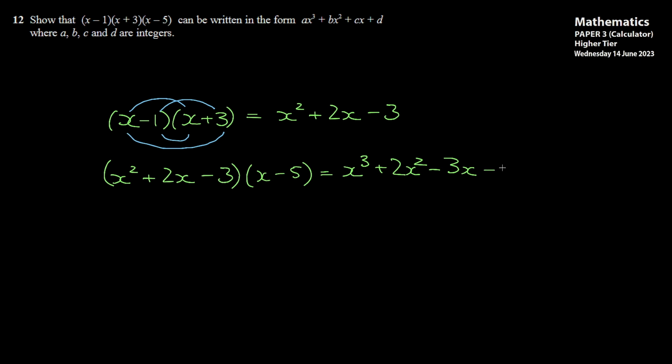So this becomes -5x squared, -10x, +15. Now we've got to gather everything together.